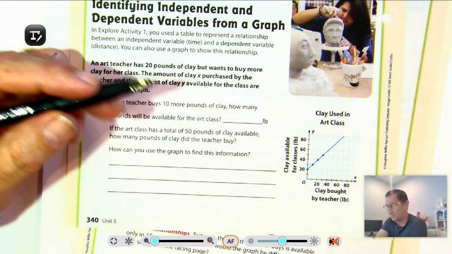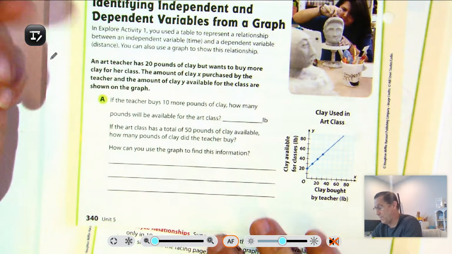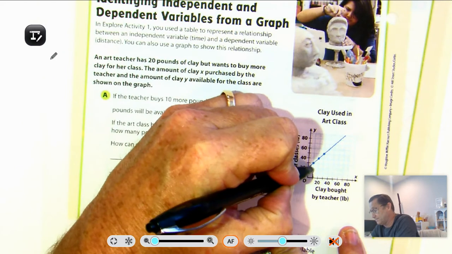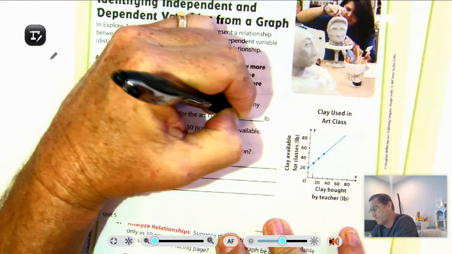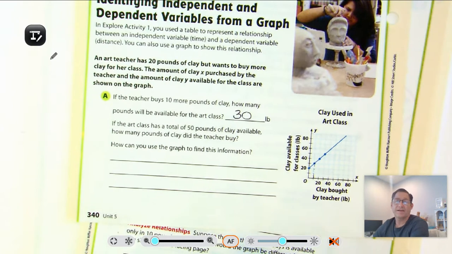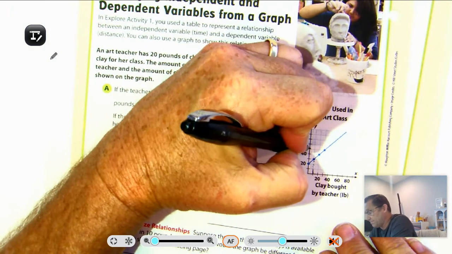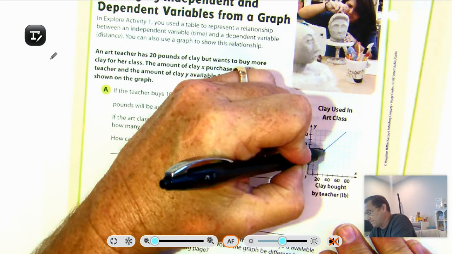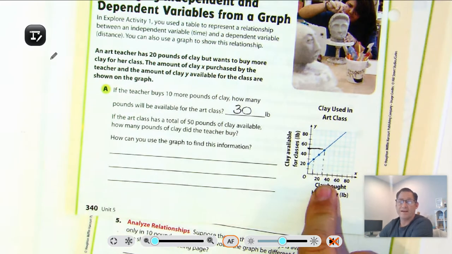So if the teacher buys 10 more pounds, how much is available? 30 pounds. If the art class has a total of 50 pounds of clay available, how many pounds of clay did the teacher buy? Well, let's see. So 50 pounds available. She would have had to have purchased 30 pounds.